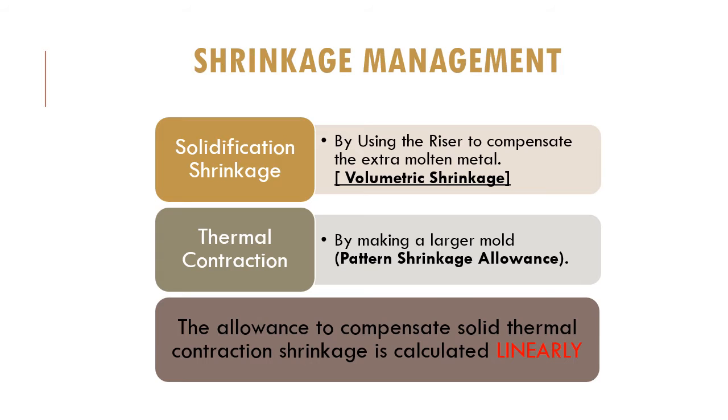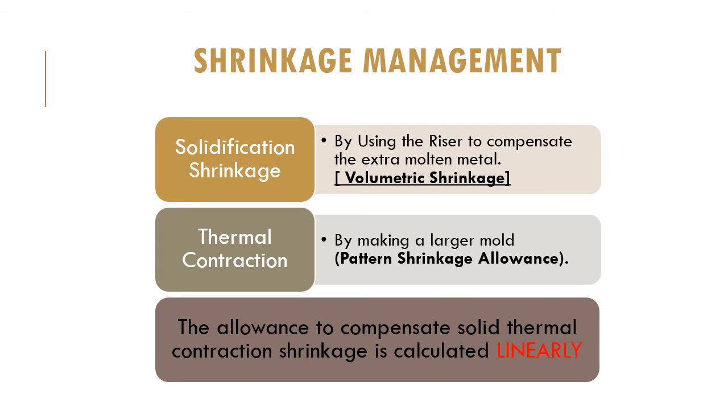In the casting, shrinkage is not favorable. So solidification shrinkage needs to be managed, usually by using the riser. The riser will compensate the extra molten metal into the cavity, so then it can prevent the shrinkage. And for thermal contraction, usually we have to make a larger mold so that we can allow for the reduction from that shrinkage, and then you get the actual dimension that you want.